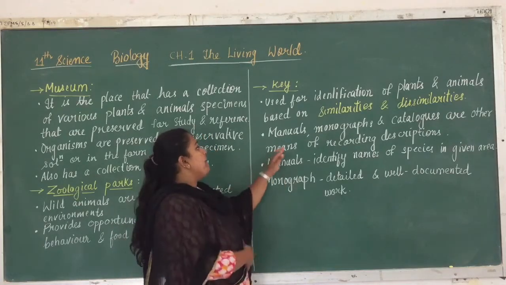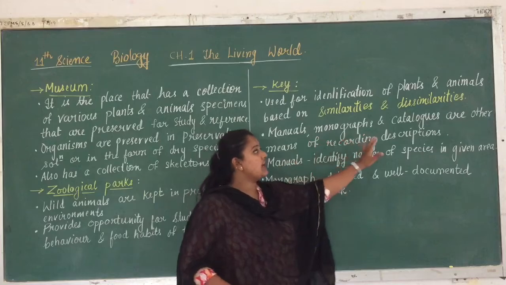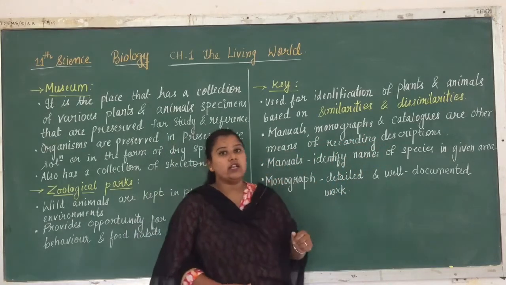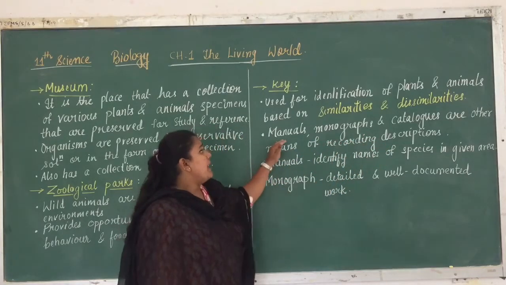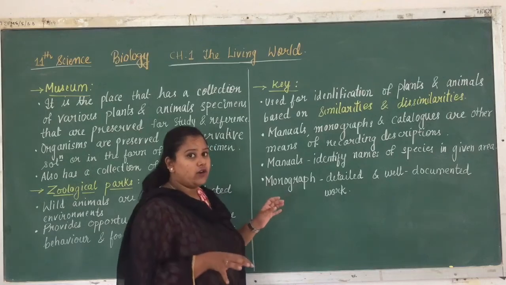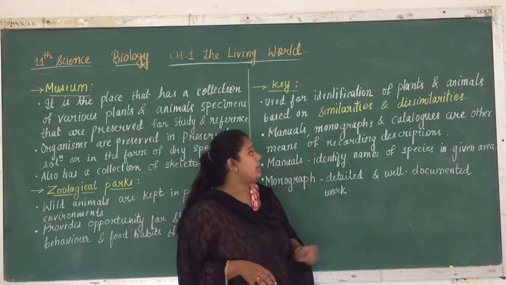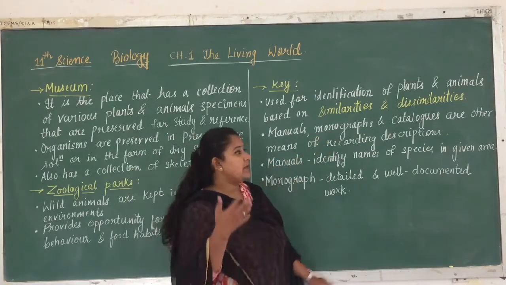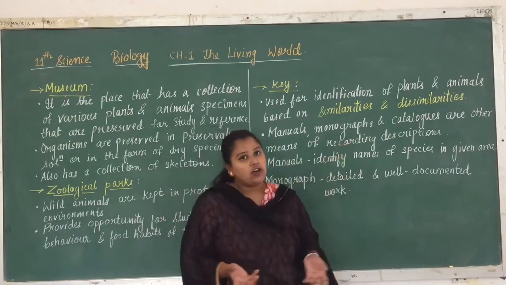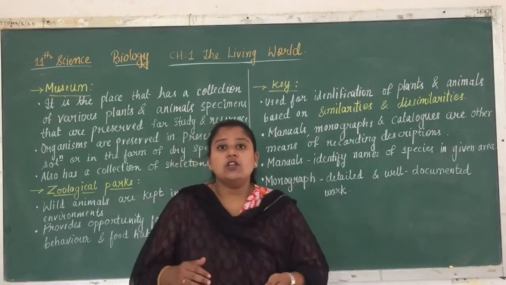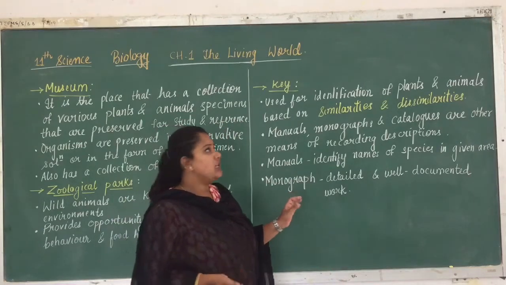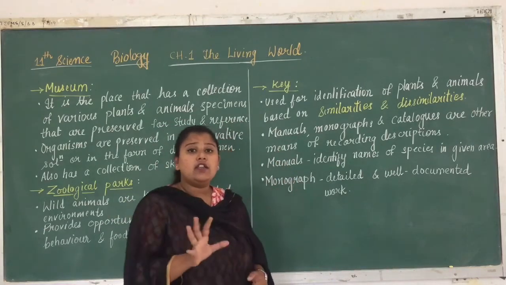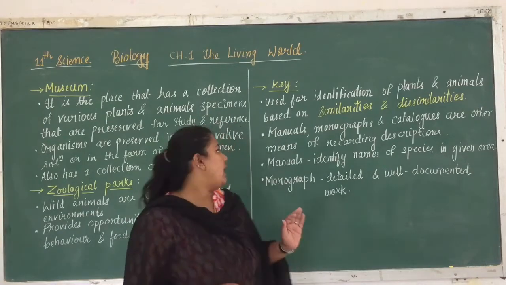The next is manuals, monographs and catalogs, which are other means of recording descriptions, right? So manuals can also be used to record the data. They can also prepare the monograph, right, to write the descriptions and mention the details. The catalogs are also formed so as to get the information related to the identification of a particular plant or animal.